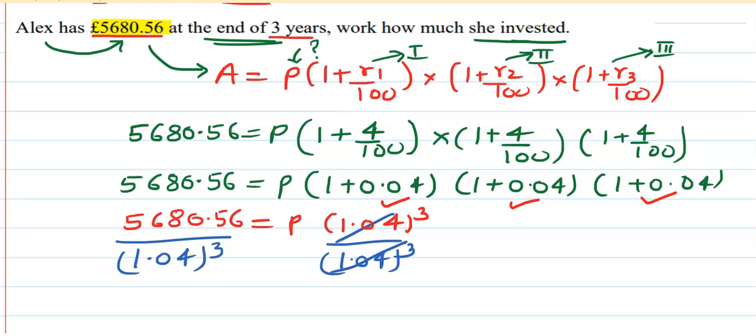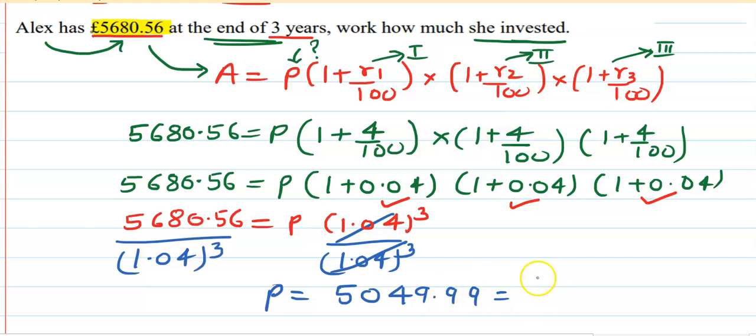So are we allowed a calculator for this? Yes, it is calculator. Yes, Josie. I got 5,049.99. Yes, so it is 5049.99, or you can round it off and say 5050. So this much amount she has invested earlier. Is that okay?